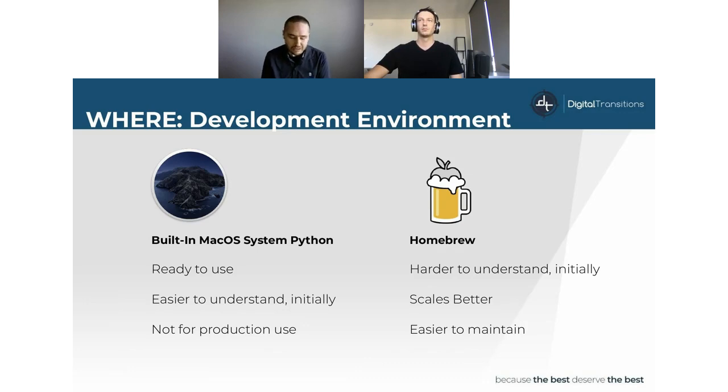Homebrew is definitely harder to understand as it's kind of a program that manages other programs for you, but Homebrew definitely scales better and is much easier to maintain over time. I will say Homebrew is definitely my preferred method for installing not only Python, but also a number of other programs like ImageMagick and wget. But once again, today, System Python.